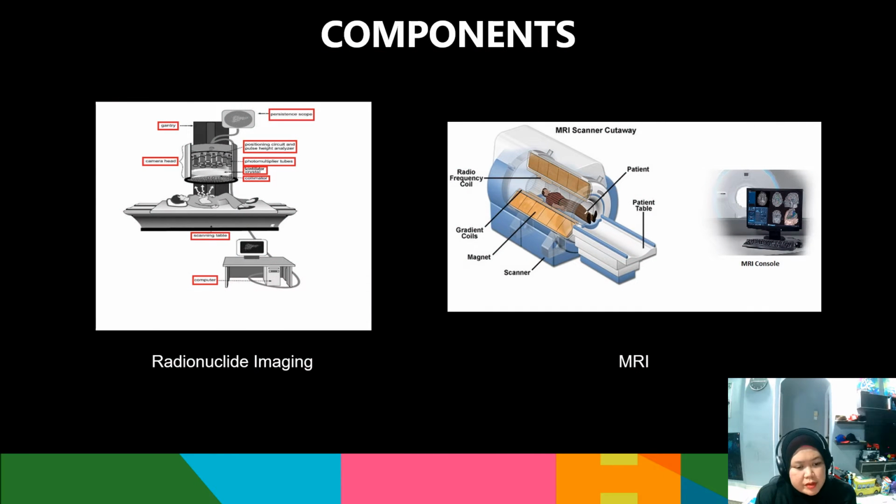So these are the components of radionuclide imaging. It consists of a scope, gantry, camera head, positioning circuit and pulse height analyzer, PMT, scintillator crystal, collimator, scanning table and a computer. The components of the MRI scanner consist of an RF coil, gradient coil, magnet, scanner, patient table and MRI console.